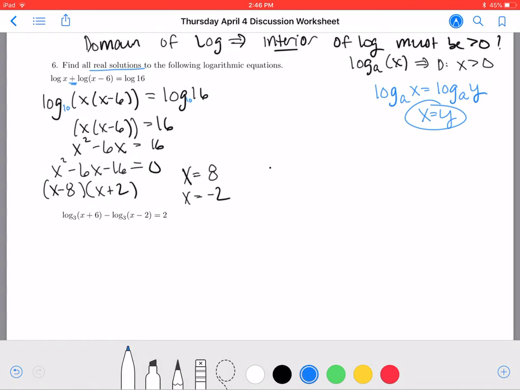Now remember, real solutions. So I want to check. Does x equal 8 give me a real solution? All you have to do is really quick plug in 8 back into the x's in the original equation and make sure that it's a valid answer, right? So can I take log 10 of 8? Yes. Can I do log of 8 minus 6, so log 2? Yes, that works.